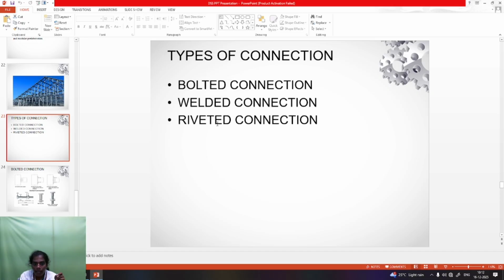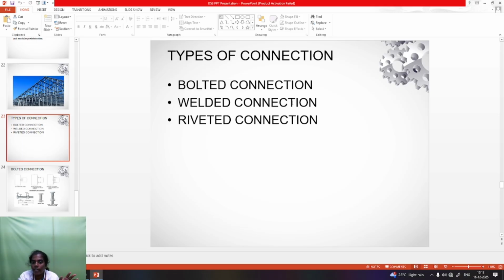Skilled labor is required, so in recent years riveting is not used. The reason is the move to bolted connections. Bolted connections are very low in cost, also give good strength compared to welded and riveted connections, and are easy to dismantle for temporary structures.